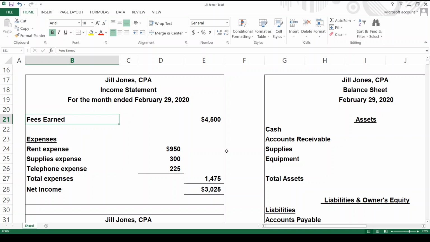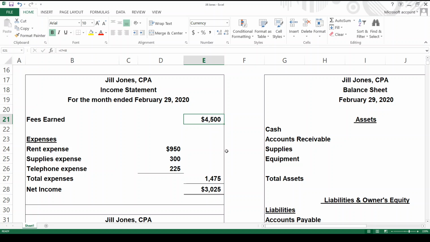All right, fees earned. That's our revenue. So what's going to go on here? Revenues and expenses only. All right. We had 2 transactions involving fees earned. One for $2,500, one for $2,000. Are we going to list them both? No. We're going to add them together and say that was the total for the month.